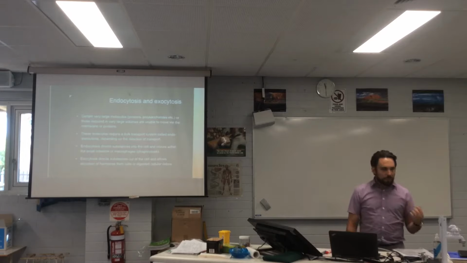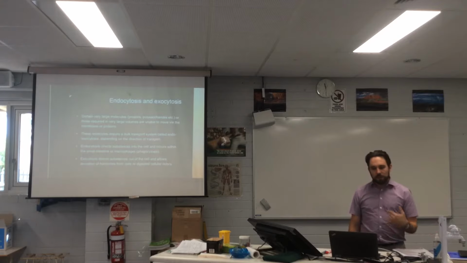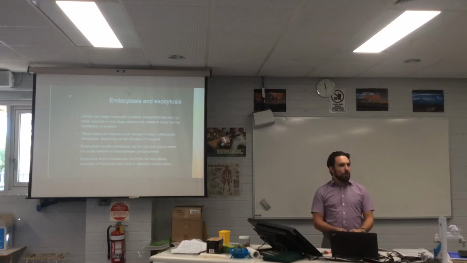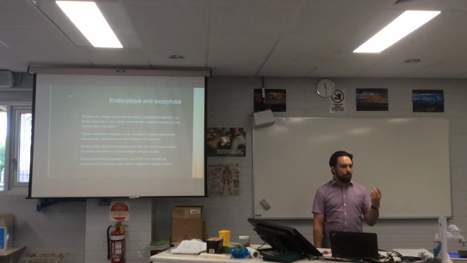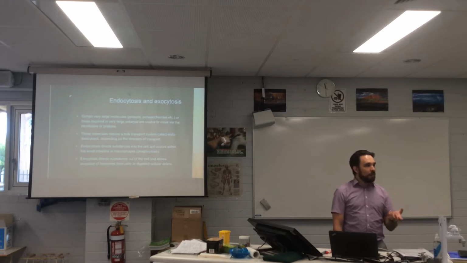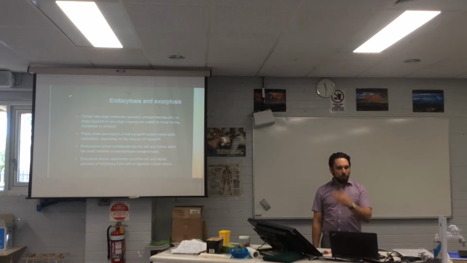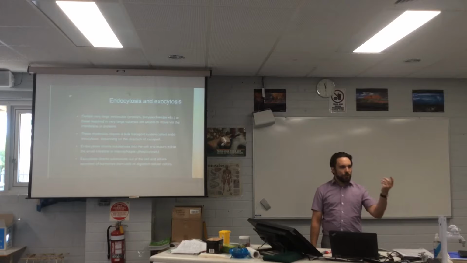Exocytosis is taking substances out of the cell and allows things like secretion of hormones from cells or secretion of digested cellular debris into the extracellular fluid. Particularly with hormones, the big one that we refer to regularly is neurotransmitters. They're released via exocytosis from the axon terminus of one nerve to the dendrite of the next nerve.